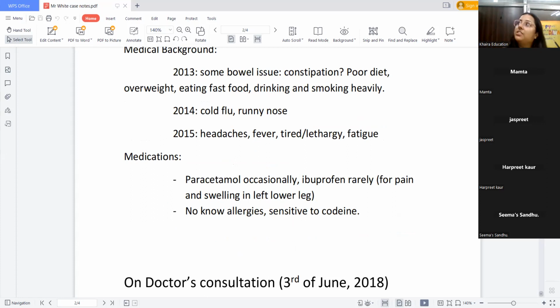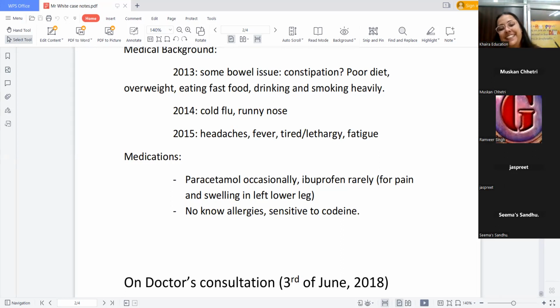So a patient takes paracetamol and ibuprofen rarely. What's rarely? Not common. Very few times. Not much, very few times. Probably once in a year or twice. If paracetamol does not work, then she takes ibuprofen. That is what you're saying as a nurse. That is not what the notes mentioned. So yeah, that's what a patient does.